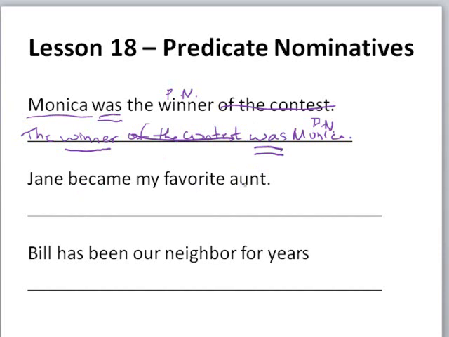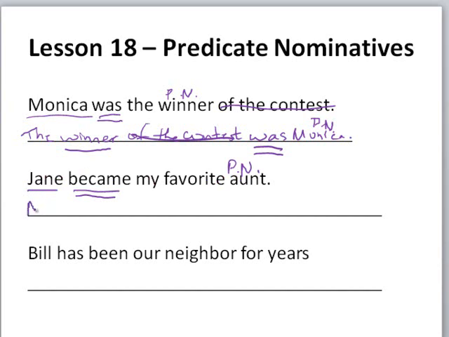Jane became my favorite aunt. This time we're using the word became as a linking verb. And you can tell it's a linking verb because we can substitute one of those to be verbs in there. Jane is my favorite aunt. Jane was my favorite aunt. So that works. We don't have any prepositional phrases. Here's my subject. Here's the verb in charge of the predicate. And aunt is Jane. Jane is the aunt. And so we get to put predicate noun right here. This line is here for us to check our work.